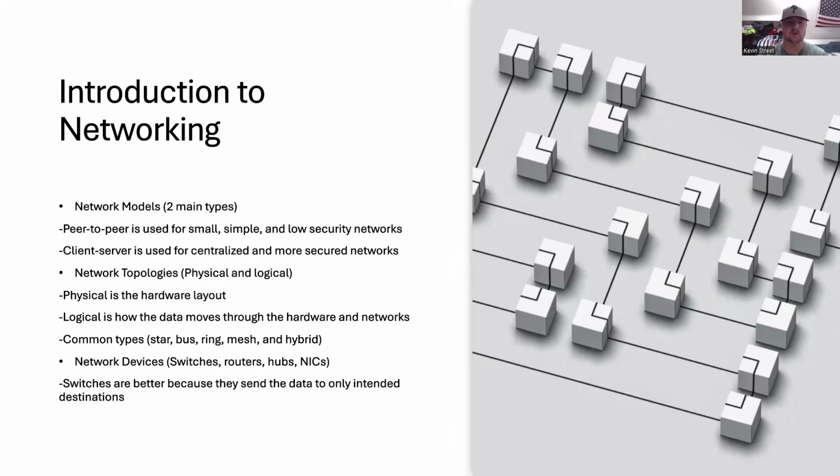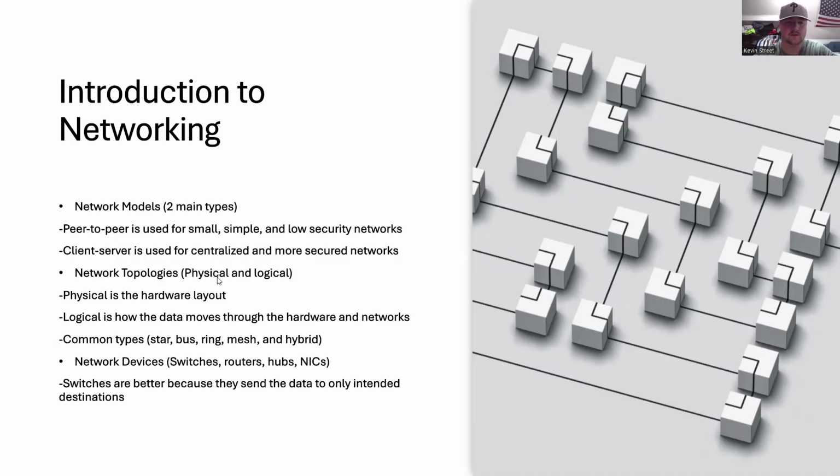So the first chapter was about introduction to networking. The main part of this is there are two main types of network models. Peer-to-peer is used for small, simple, low-security networks. Client server is used for centralized and more secure networks. There are different network topologies, physical and logical. Physical is the actual hardware layout, and logical is how the data moves through the hardware and the networks. Common types of this would be star, bus, ring, mesh, and hybrid.